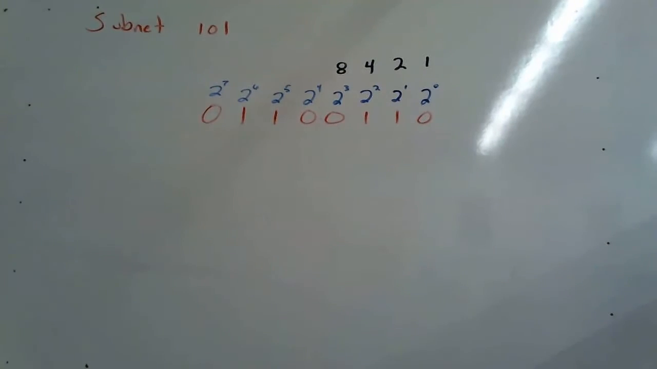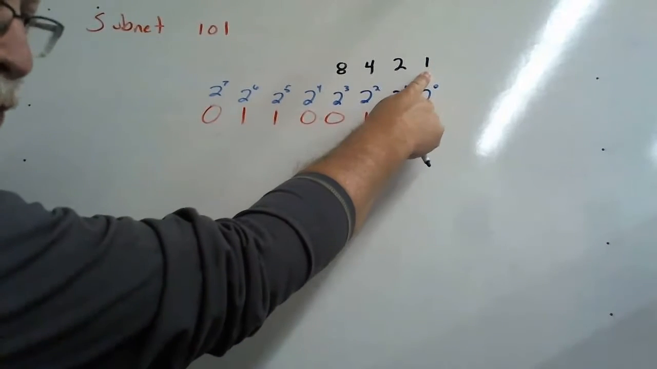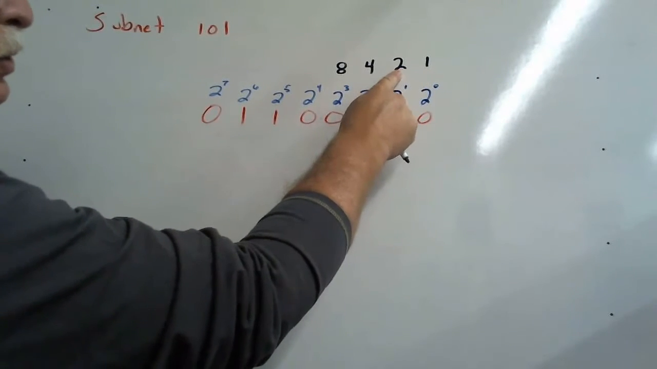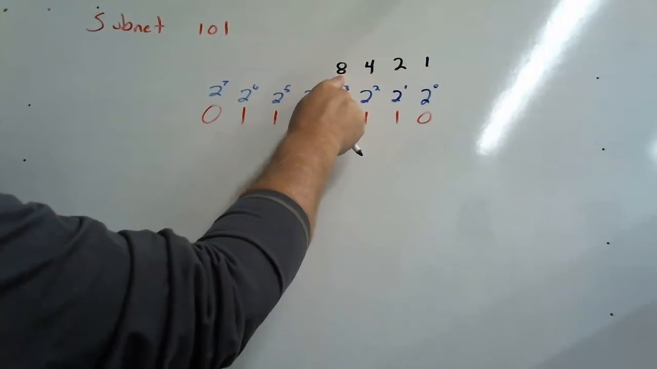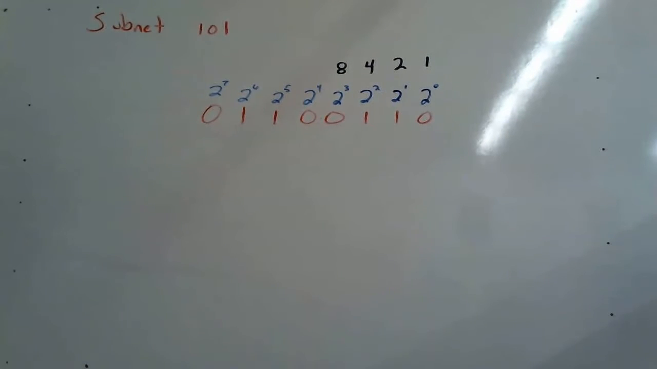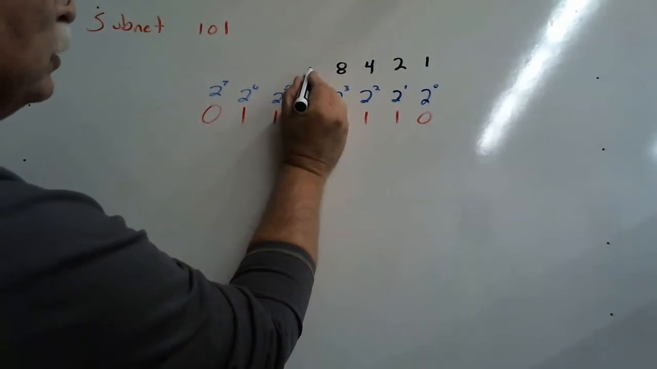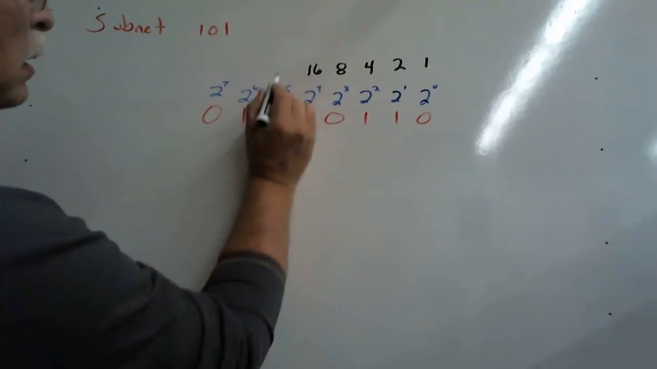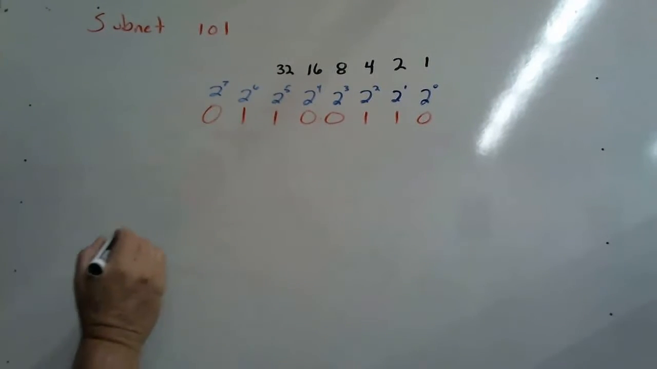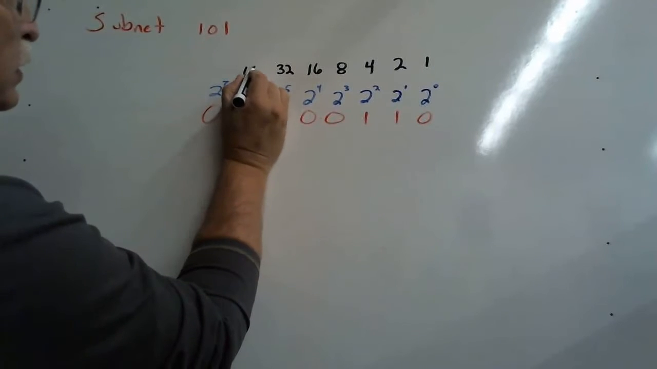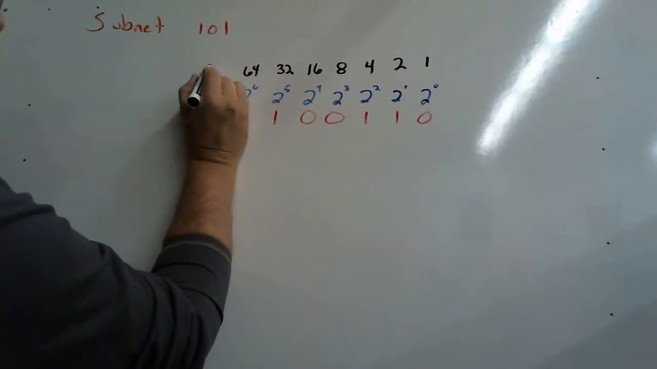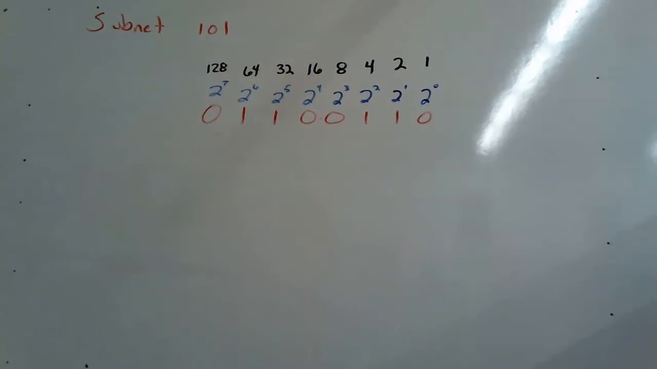And the nice thing, since this happens to be a base 2 number system, if you notice, the 1, when we doubled it, it became 2. When 2 was doubled, it became 4. 4 was doubled, it became 8. We can continue across without all the multiplication. So double 8 is 16, double 16 is 32, double 32 is 64, and double 64, 128. So now we have everything in place to calculate what this binary number is worth in decimal.